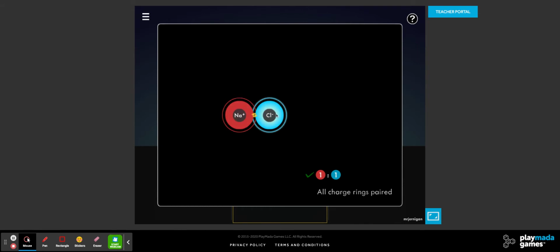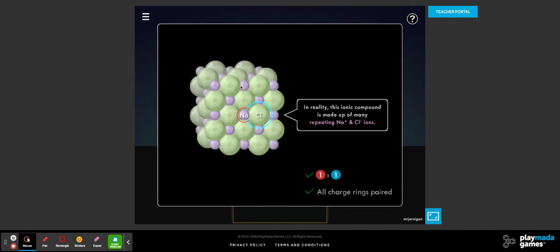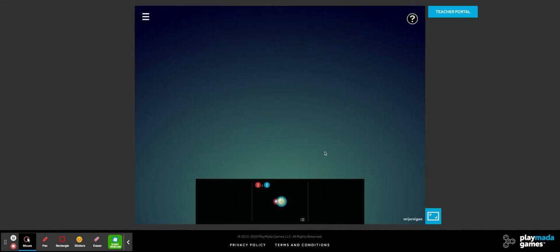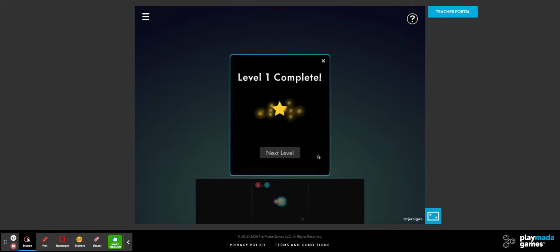Are the charges paired? Yes. We get sodium chloride. It looks like this. It's a crystal structure. And the formula mass, we could look up the formula mass online. So that's how you complete level 1.